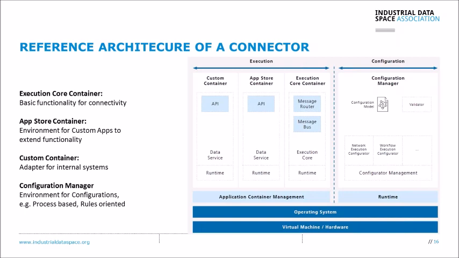Then the IDS connector will only be a kind of gateway between your internal system and the external access. But what you can do too is plug in a custom app in the App Store container. This app may analyze data or transfer data, like I said before. What we also have is a configuration manager. In this configuration manager, one can apply certain rules for the different kinds of communication a connector can do. This might be workflow-based or rule-based configuration for the different communication types.